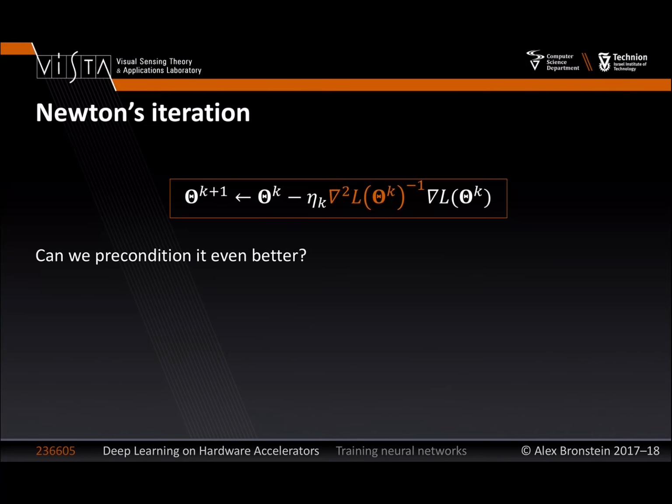Now, by the way, can we precondition Newton's iteration to actually converge faster? Let's repeat the same trick. Let's do a coordinate transformation and find another coordinate transformation P that will make it converge faster. What do you think?